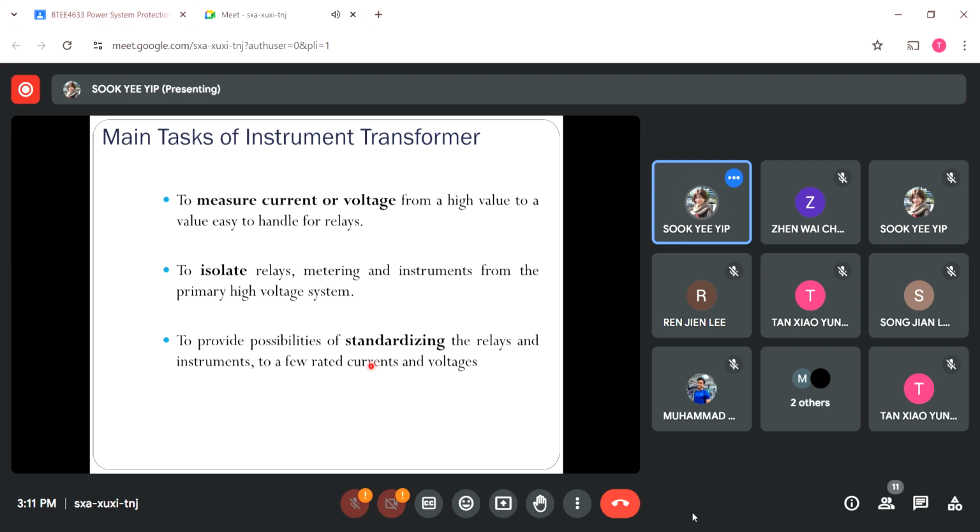For voltage, also a much lower value as well. Okay, so that is basically why we want to apply instrument transformers as protective devices in a power system.